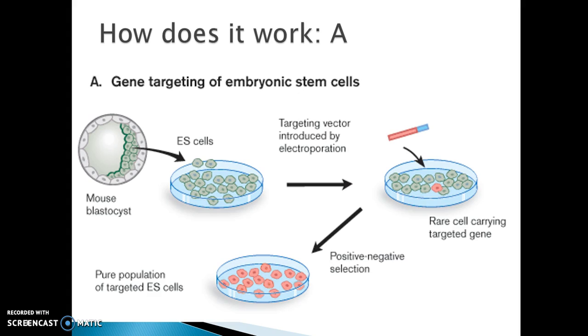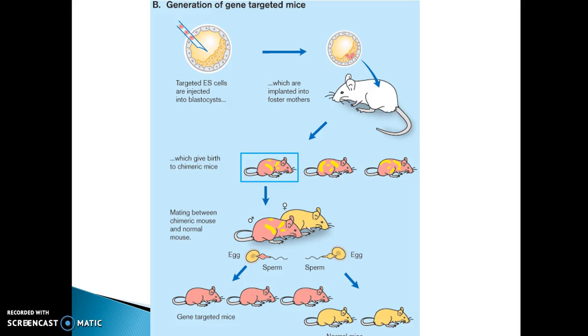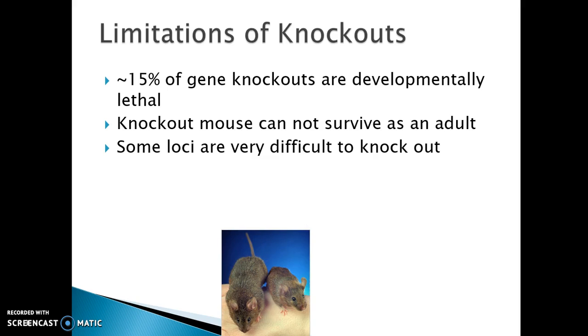Again, the blastocyst is a big ball of cells. You're going to add that in there, take out that target gene, and knock that out. This is just showing you an example in the mice, the actual knockout mouse that occurred. There are some limitations. About 15% of them are lethal, and they typically don't survive to adulthood as mice. Some locations on the DNA are also very difficult to knock out, to make non-functional.